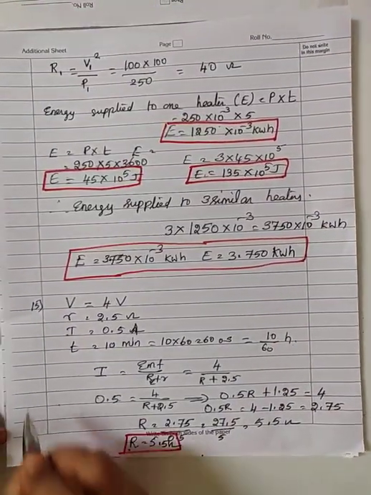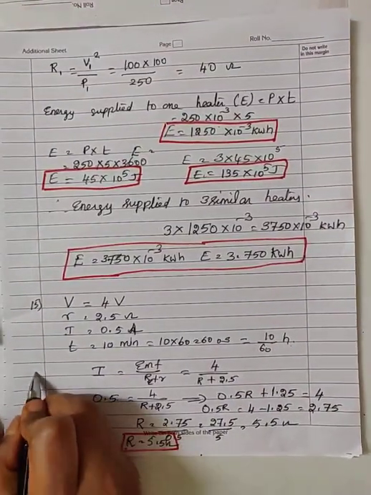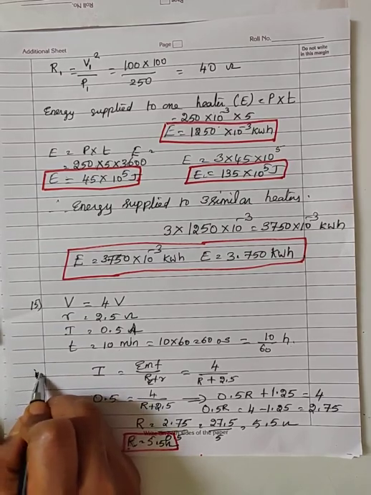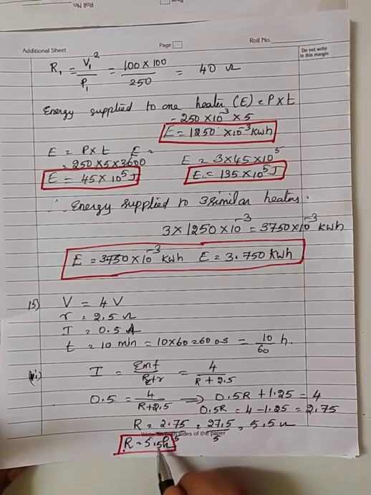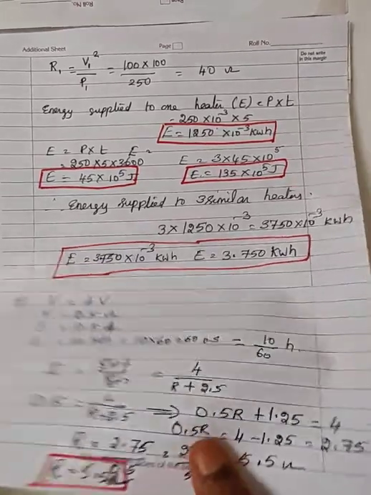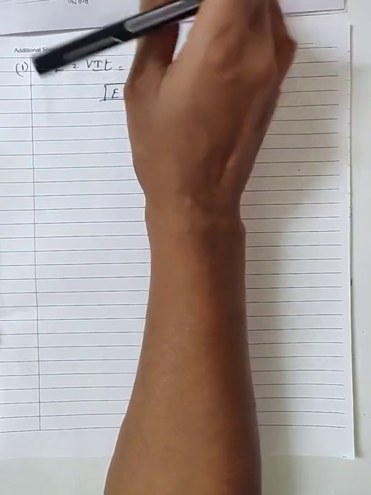Second one, we have calculated the resistance of the bulb by using the expression I is equal to EMF by external resistance plus internal resistance. Third one, you are asked to calculate the energy dissipated in the bulb in 10 minutes.